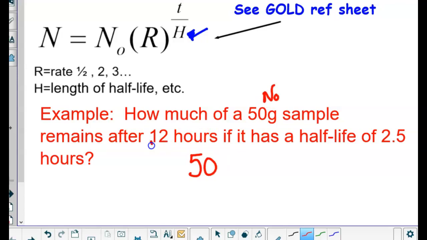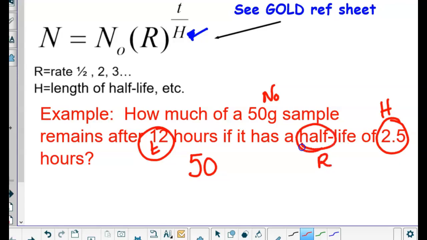After 12 hours, that's how much time has gone by. If its half-life is every 2.5 hours, that's the length of h. And what is r going to be? The r is a half. So it's 1/2, and it's 12 hours, where only every 2.5 hours counts as a half.